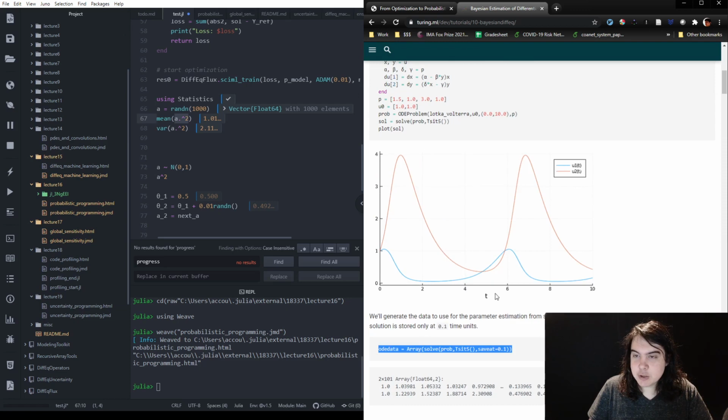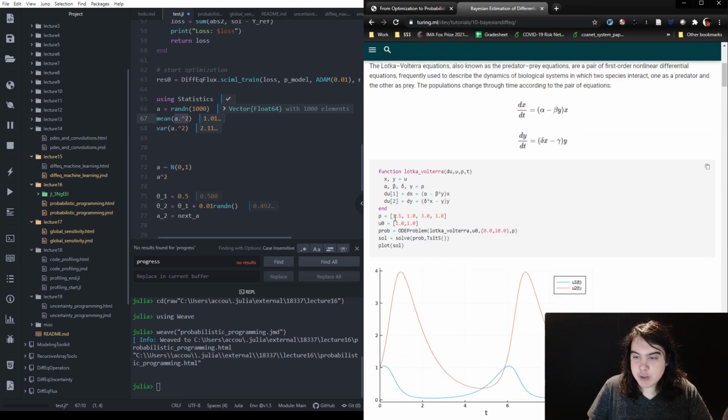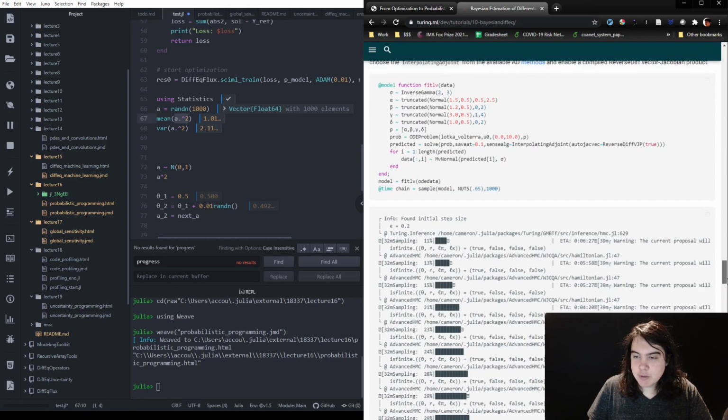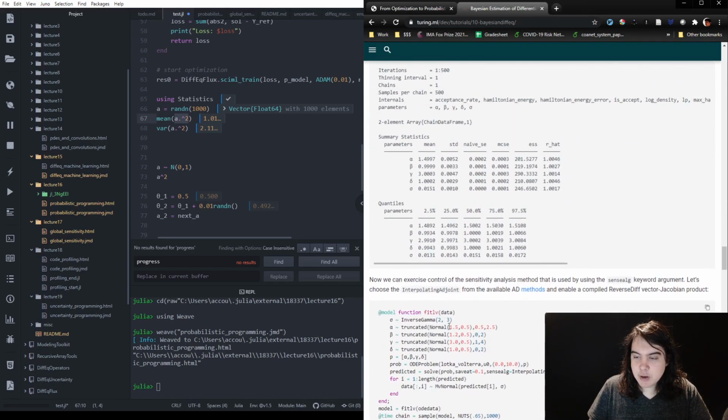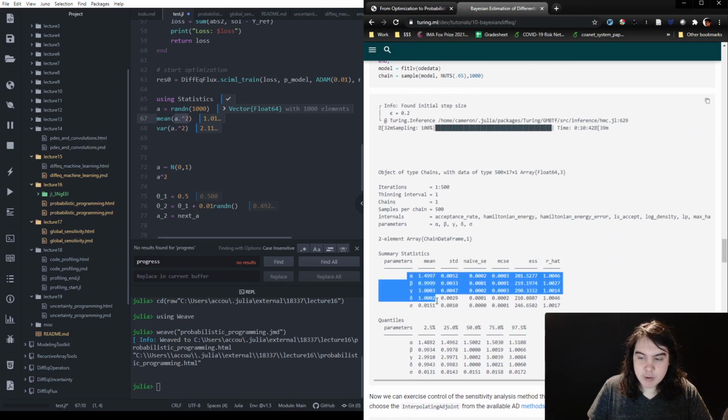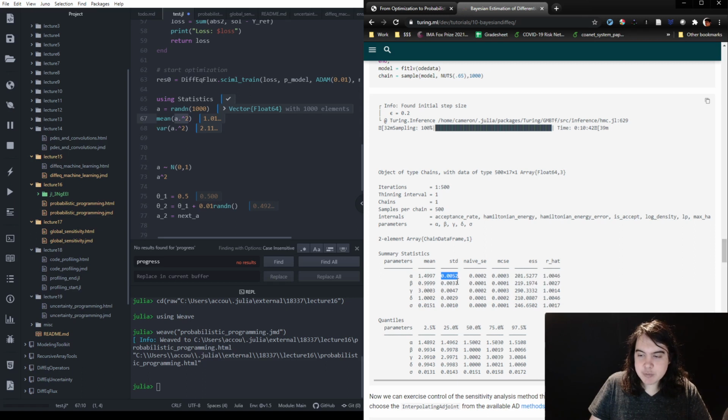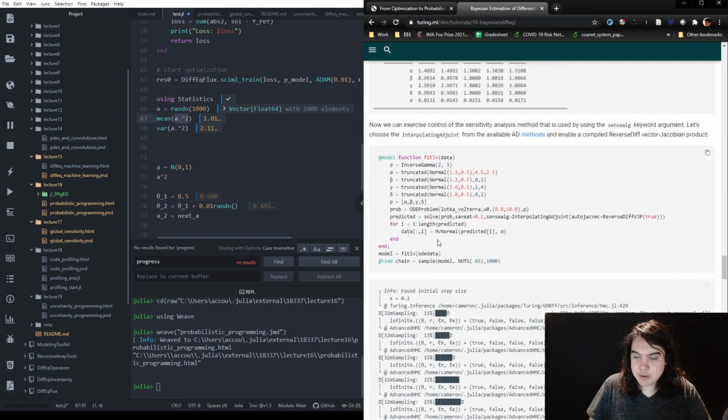It is an ODE solution where alpha equals 1.5, beta equals 1, delta equals 3, and gamma equals 1, right? So it found that the best distributions for representing our points are distributions where the mean values are exactly the values that were used to generate the data. But this also has some randomness in there, so it's telling me this is the amount of randomness, the standard deviation around that point estimate.